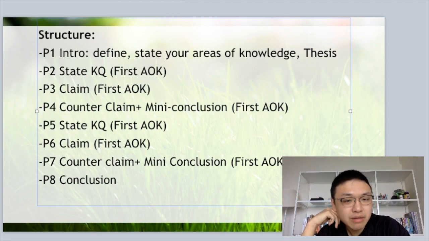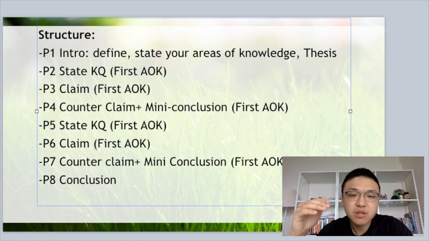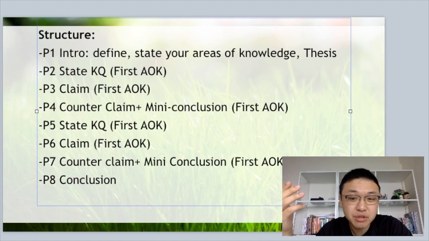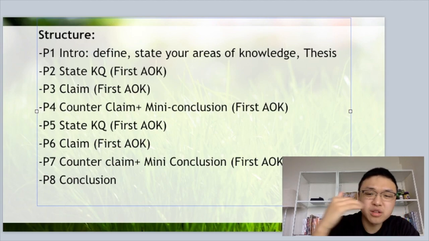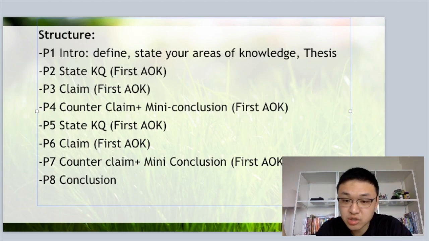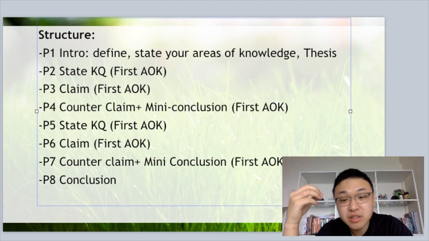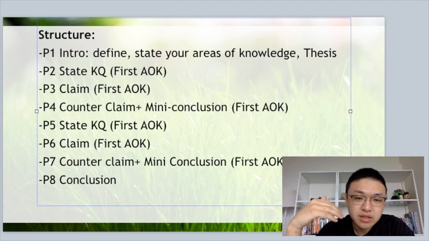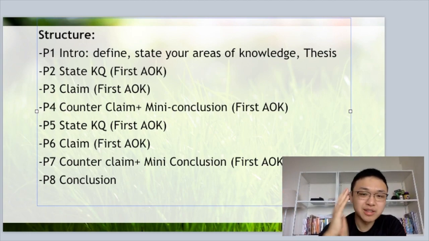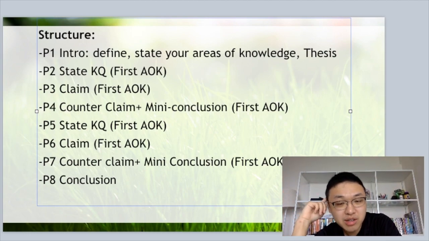Then paragraphs 2, 3, 4 focus on the first area of knowledge. For example, if your first area of knowledge is history, then paragraphs 2, 3, 4 are all about history. Paragraph 2 will be a short paragraph where you state your knowledge questions. What are the knowledge questions you want to explore with regards to history? Then in paragraph 3, you state a claim to answer your knowledge question. You have to develop your claim, and you need to have examples as well. Then paragraph 4 is your counterclaim, which means the opposite argument. You have examples as well, and then you have a mini conclusion.